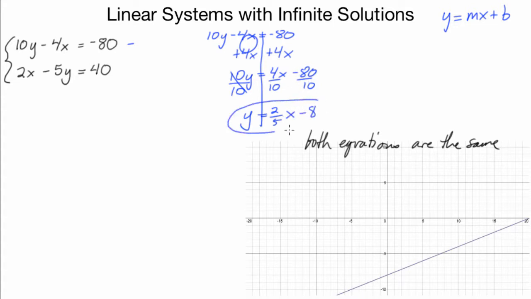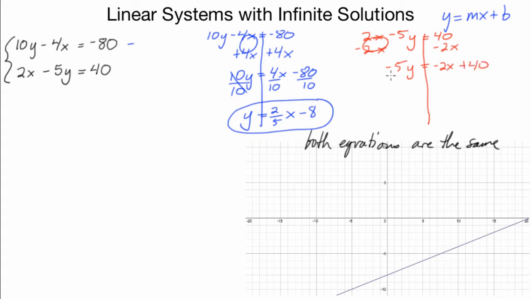All right, now if these are identical equations, if there's an infinite number of solutions, I should be able to take the second equation, 2x minus 5y equals 40, and it should turn into the same equation with the same slope. So let's do that here. I'm going to subtract 2x from both sides. I'm going to solve for y here. And so now I've got negative 5y is equal to negative 2x plus 40. All right, now I'm going to divide everything on both sides by negative 5.